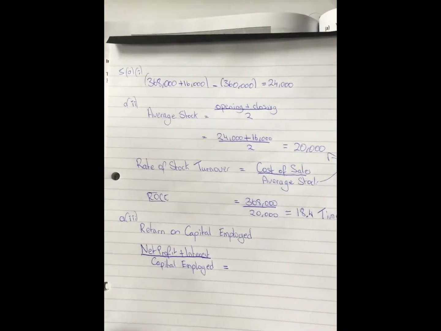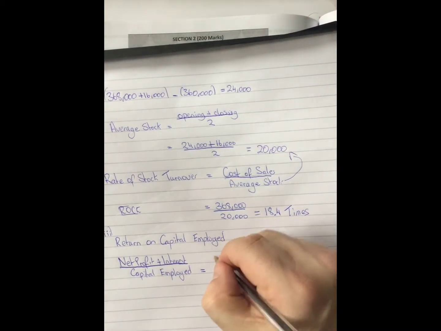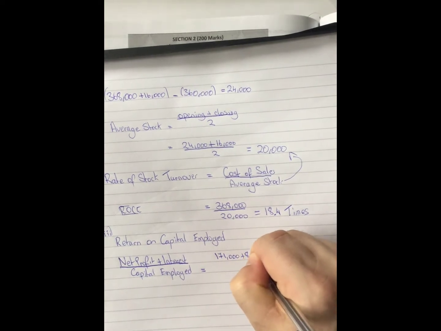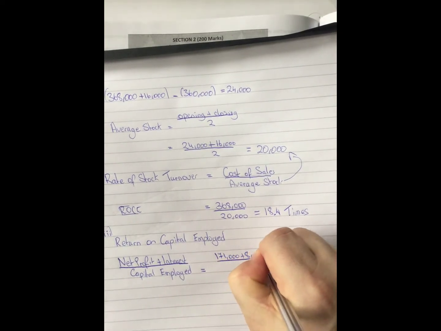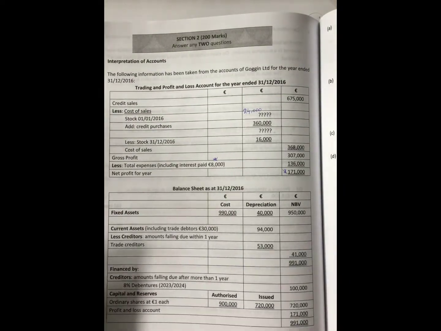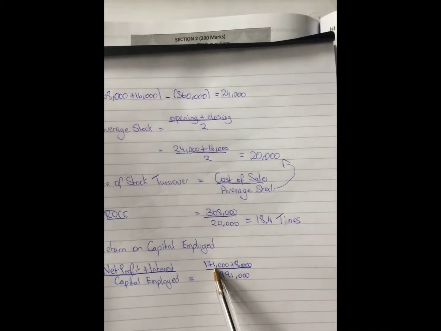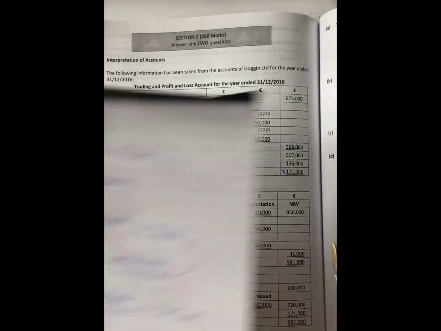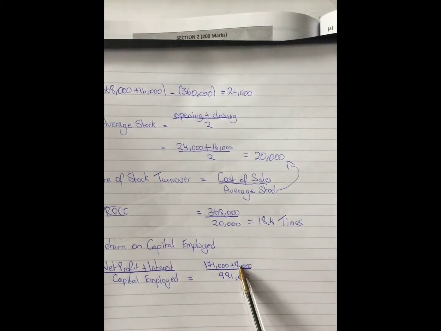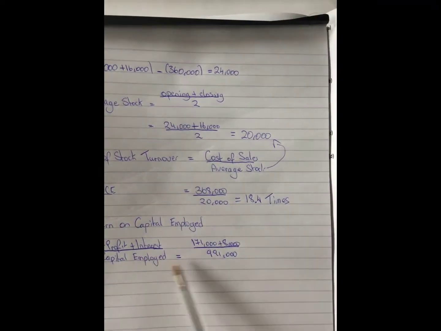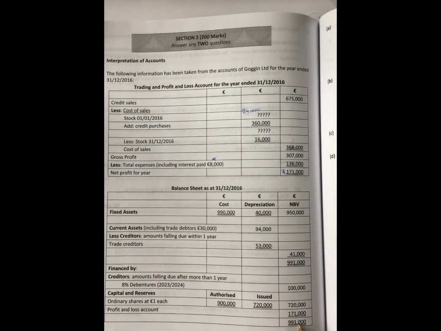Go back to the question here then, my net profit, I just key in the figure, so it's 171,000 euros plus 8,000 interest, all over 991,000 euros. Just again, I'll go through where I got these figures. So the 171,000, which is the net profit, I got here. Okay, that's the net profit. The interest, 8,000 euros, I got here. And the capital employed, 991,000, I got here.